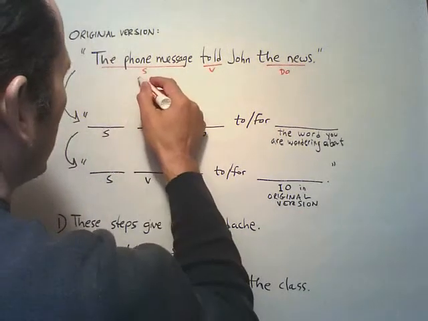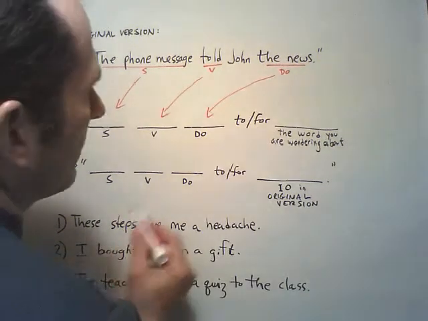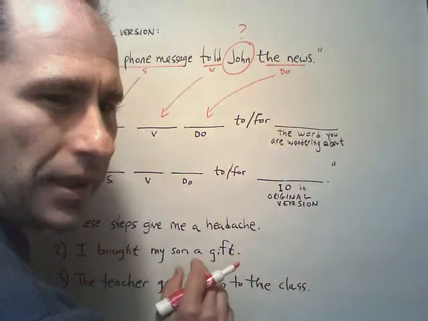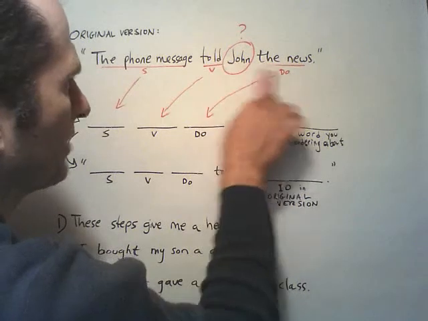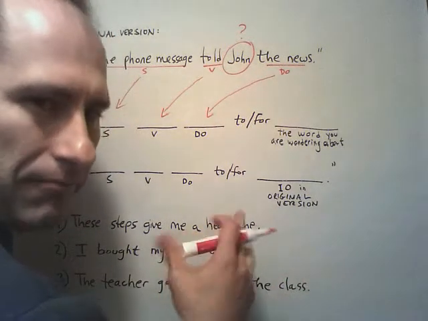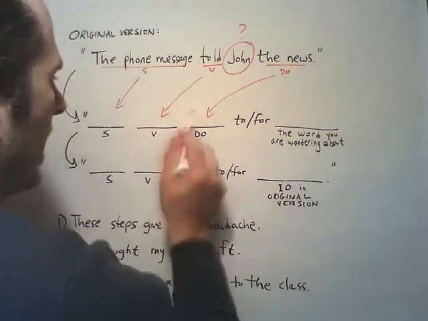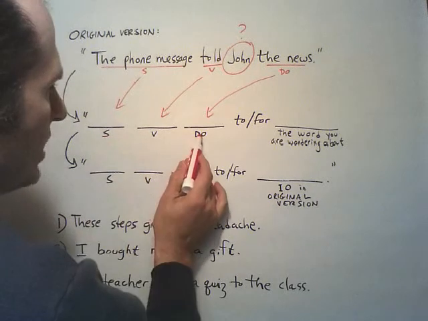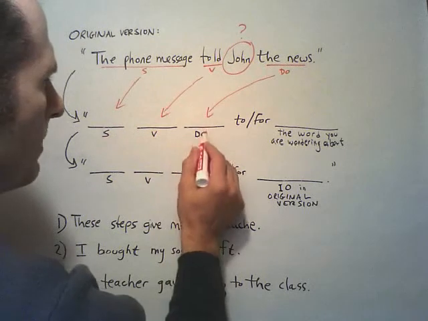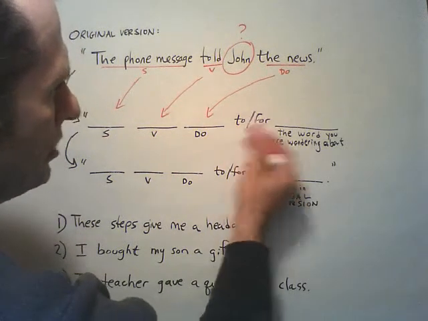So I have all these here. But I'm wondering, what is this? Now I know from the last video that this is between the verb and the direct object, so there's a pretty good chance it's an indirect object. But here's another way to check. When I find the subject, verb, and direct object, I put them here: the phone message, told, the news, and then I add on 2 or 4. In other words, pick one of these, 2 or 4.